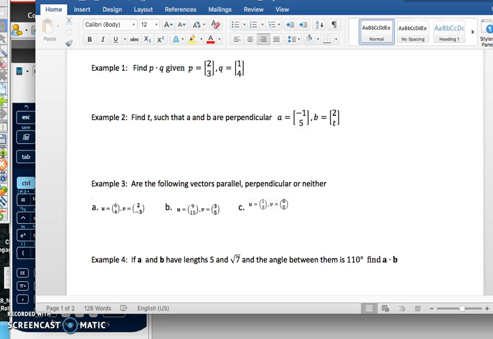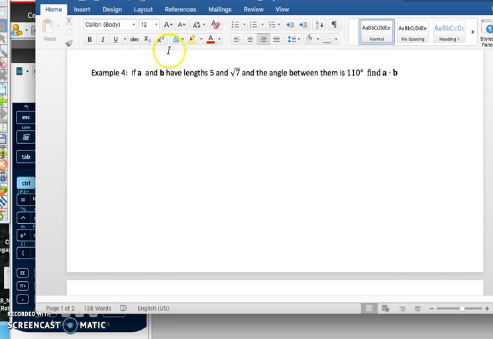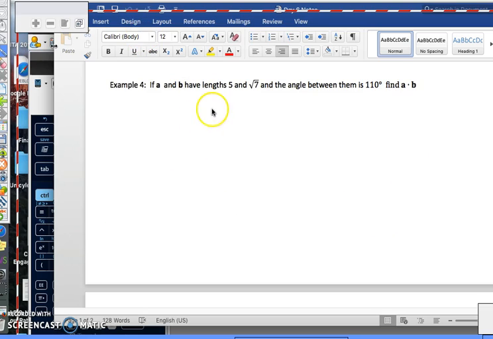The next thing we're going to do is see if we can find some lengths here. So if A and B have lengths 5 and square root of 7, and the angle between them is 110, find A times B. So we have one vector, and we don't know what it is. We just know the length. So I could draw it this way. So that's length 5. It's a 110-degree angle. So this is the square root of 7. And that's 110 degrees. So A and B.